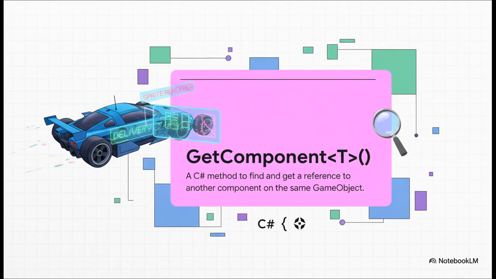So how in the world do they communicate? That's where GetComponent comes in. It's the bridge. It's a command we use from our script that basically shouts, hey, look on this exact same game object I'm attached to, find the component called SpriteRenderer, and give me a direct line to it so I can start telling it what to do.